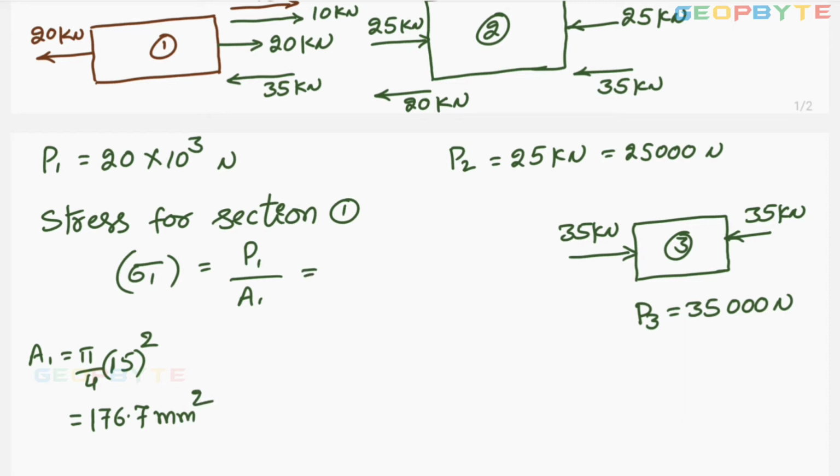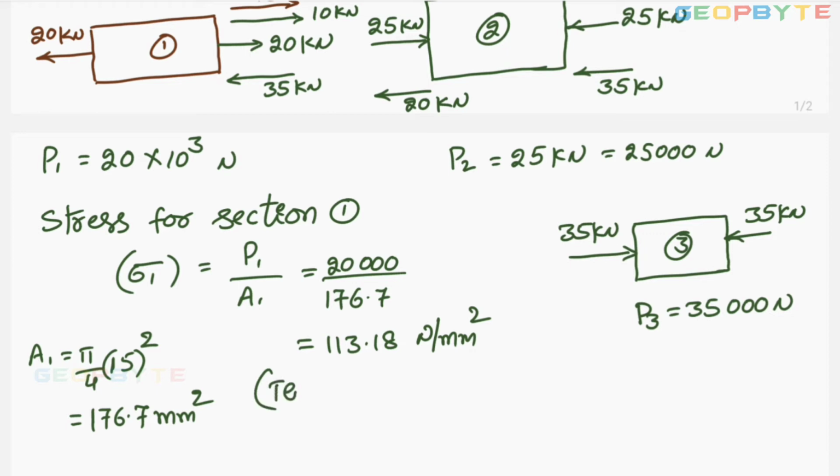So it is equal to load 20,000 divided by A1, 176.7. The resultant value is 113.18 Newton per mm square. Look at the section 1. For the section 1, the load is acting tensile load. That's why it is the tensile stress.